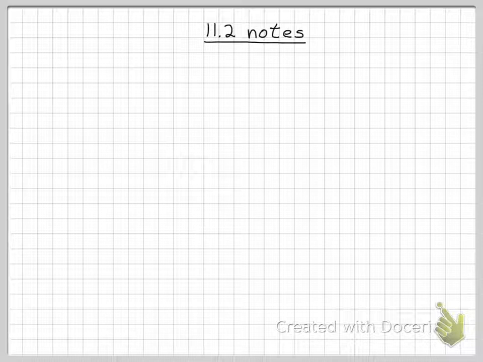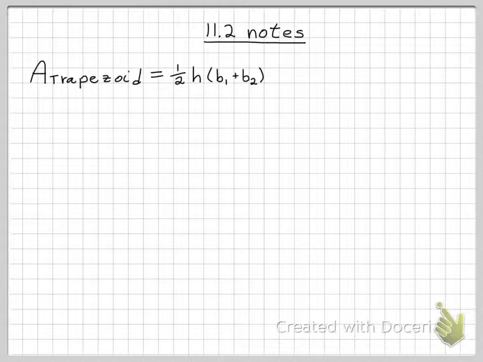Today we will continue with the formulas for areas of certain polygons, and I hope you don't mind, but today's presentation will probably be quite short and to the point. So first off, we're going to start with the formula for the area of a trapezoid.